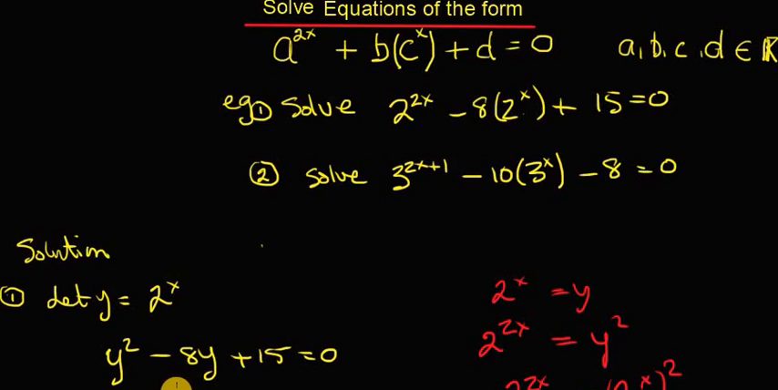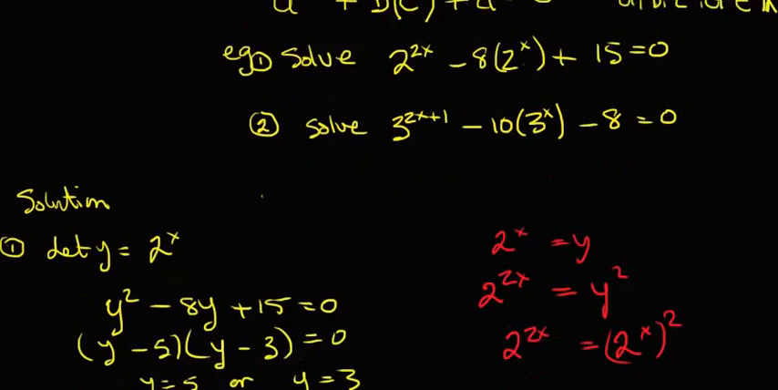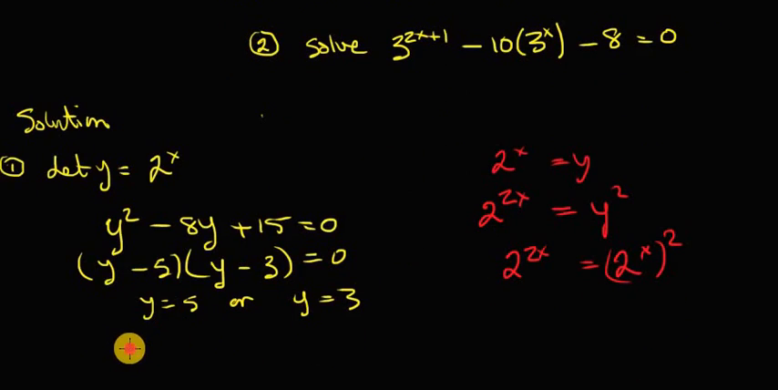I can then use the quadratic formula, or I can use factorization. So let's do that. Okay, so I factorized it, minus 5, minus 3. If you have difficulty with factorizing, you can, as I say, use the quadratic formula. And that means that y is equal to 5, or y is equal to 3. Now, we've done the hard work at this stage, but we need to say that 2 to the power of x is equal to 5, or 2 to the power of x is equal to 3.